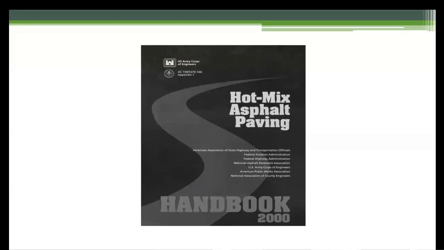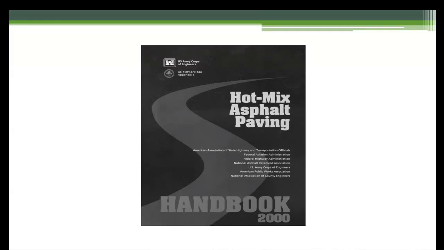It was actually a joint document by AASHTO, the American Association of State Highway and Transportation Officials, the Federal Aviation Administration, Federal Highway Administration, NAPA, the National Asphalt Paving Association, U.S. Army Corps of Engineers, APWA, American Public Works, and NACE, the Association of County Engineers. So it's a broad-based group.